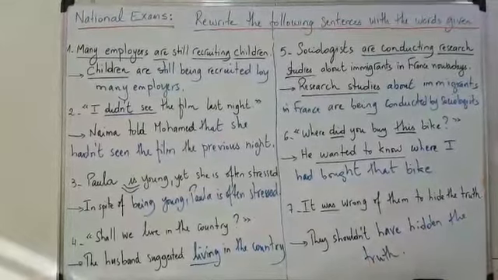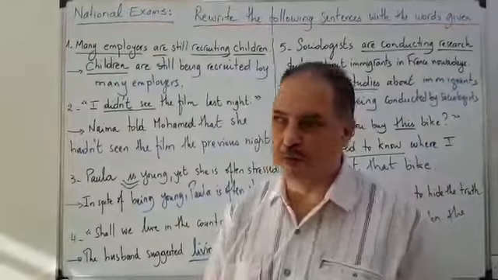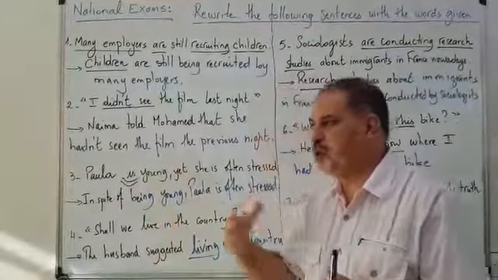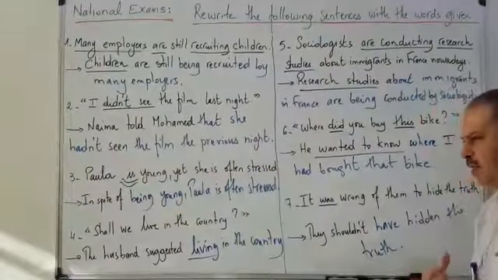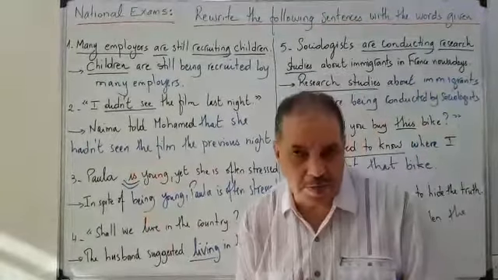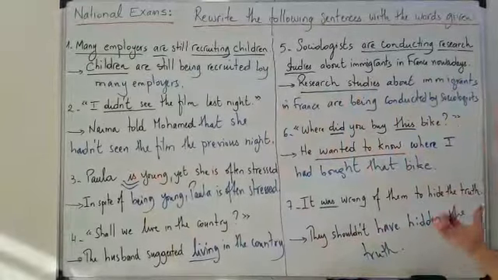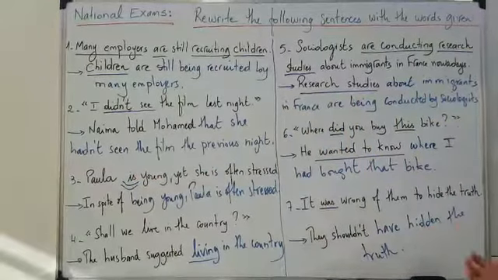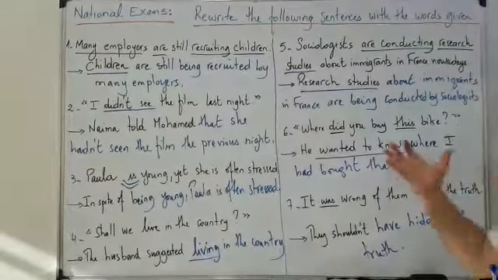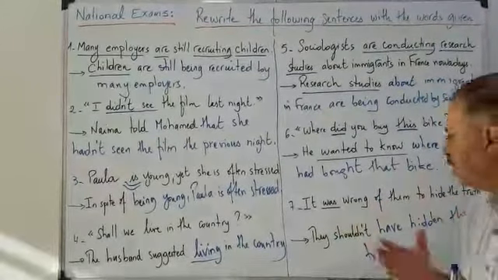It's a kind of blaming someone. When you say to someone, you shouldn't have done this, it is as if you are blaming them for why they did this, why they behaved so. So this one is a kind of blaming. They shouldn't have hidden the truth means they should have told it, but the reality is that they hid the truth. They didn't say the truth.